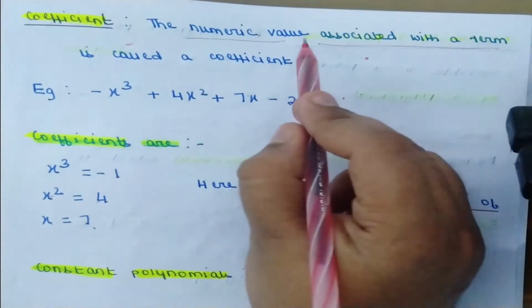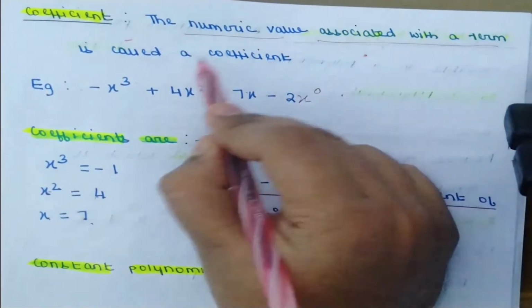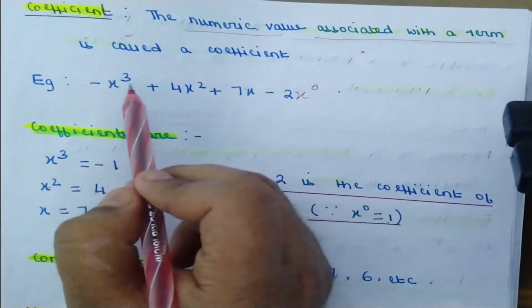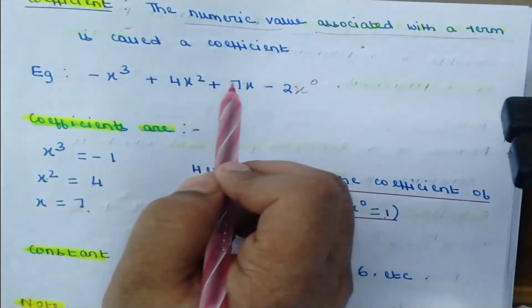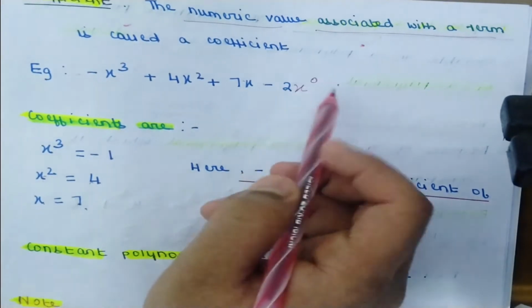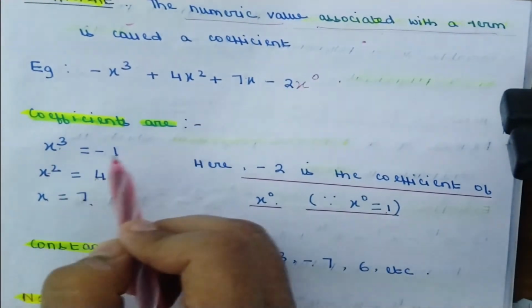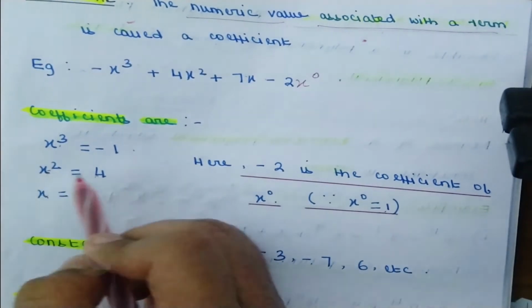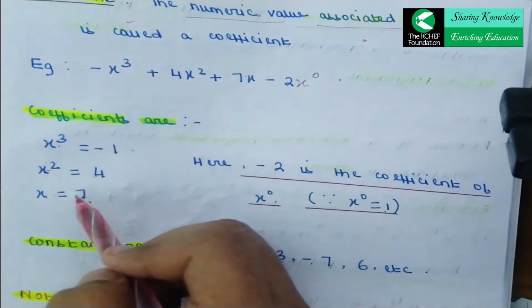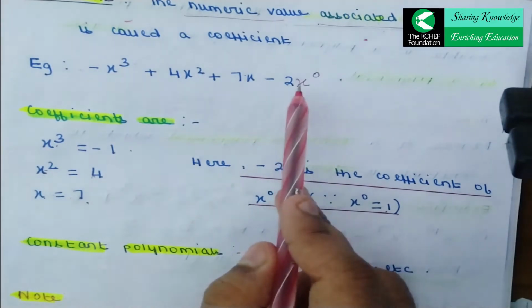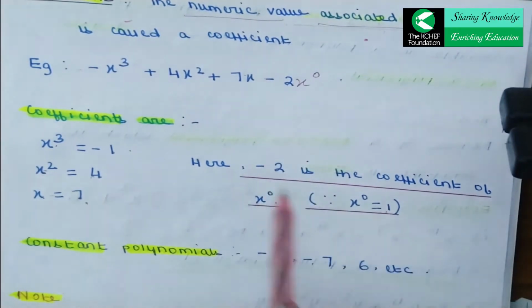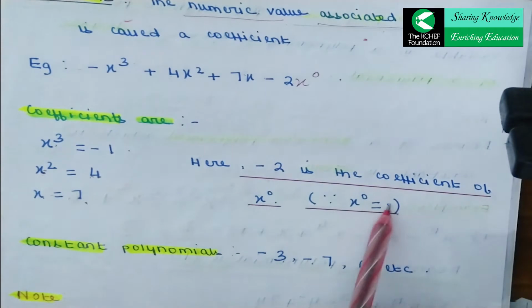Coefficient. The numeric value associated with a term is called coefficient. In the example -x³ + 4x² + 7x - 2, which is equal to -2x⁰, the coefficient of x³ is -1, the coefficient of x² is 4, the coefficient of x is 7 and the coefficient of x⁰ is -2, since x to the power 0 is equal to 1.